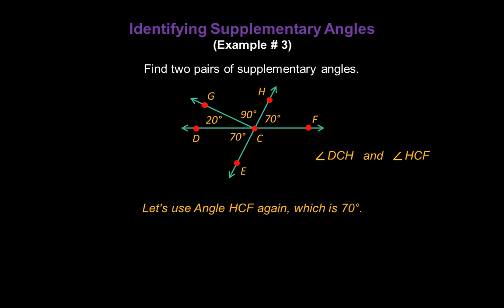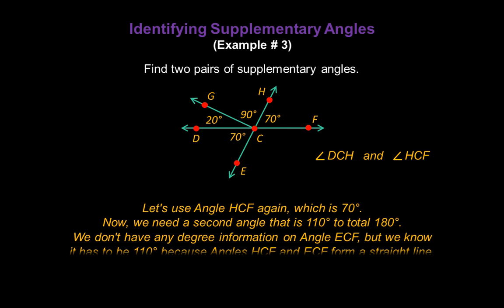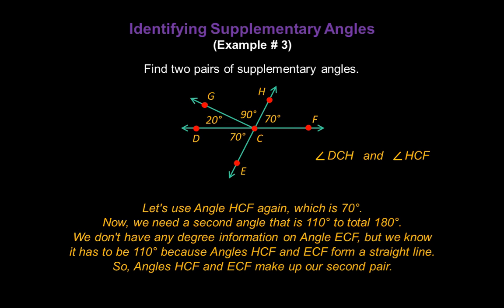Let's use angle HCF again, which we know is 70 degrees. Now we need a second angle that is 110 degrees to total 180 degrees. Now we don't have any degree information on angle ECF, but we know it has to be 110 degrees because angles HCF and ECF form a straight line. So angles HCF and ECF make up our second pair.